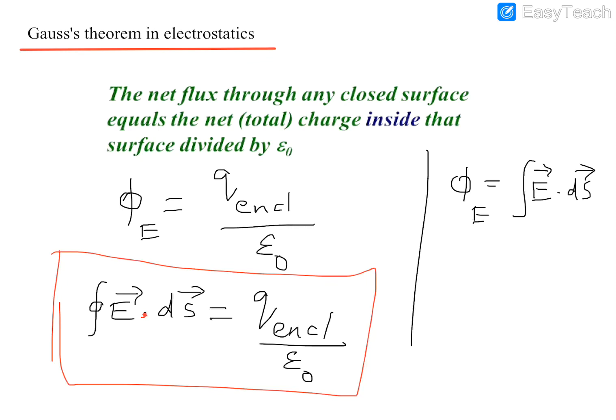Now I will prove this theorem, Gauss's theorem. So, proof. In order to prove this theorem, let us consider a surface. Before that, let us consider a charge plus Q. Plus Q is there at a point. This is the point. Now we need to prove Gauss's theorem.